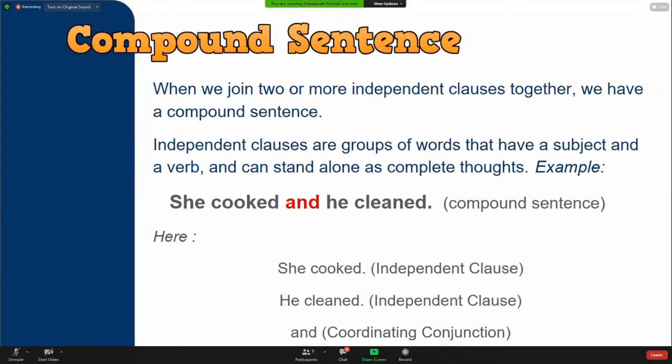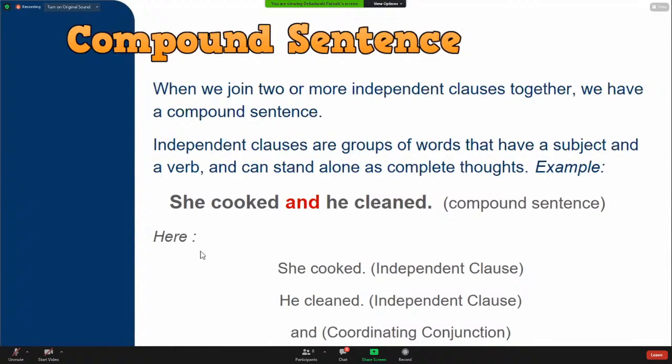First of all, compound sentences. When we join two or more independent clauses together, we have a compound sentence. I am talking about two independent clauses. The meaning of clause is that clauses are groups of words that have a subject and a verb, and can stand alone as a complete thought.